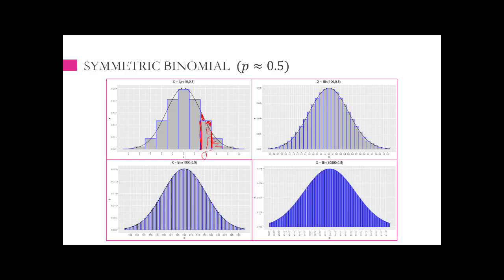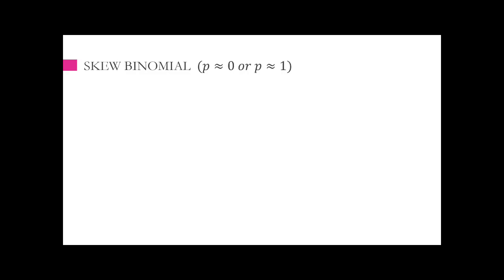And then if you have 10,000 trials, if someone just told you that was a normal, you'd be like, okay, that's a normal distribution. If I covered that binomial part up, you wouldn't even think that that's a binomial. You'd just think, okay, that's a normal distribution. So that's when your p is symmetric. When you've got a skew binomial, it's a bit different.